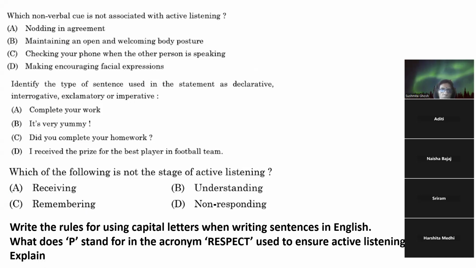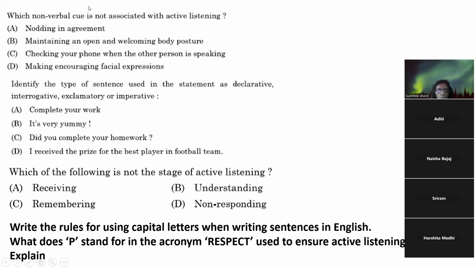Did you complete your homework? Interrogative. I received the prize for the best football player. Imperative? Declarative. Not imperative. I received the prize for the best player in the football team. It's just a declaration you're making. I got the prize. Okay. Imperative is when you are being given some command, like complete your work or sit down or do this, do that. That's imperative. This is a declaration.